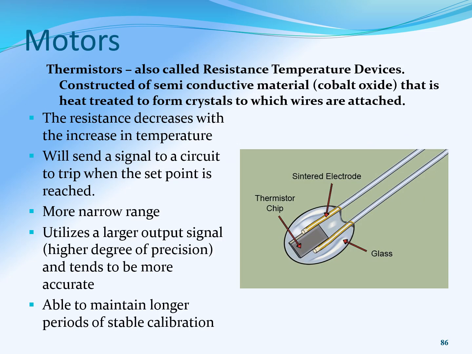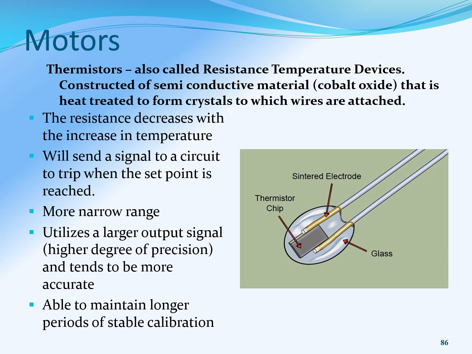Another type of thermal cutout switch or thermal overload relay would be a thermistor. These are typically constructed of something like a cobalt oxide, which is a conductive or semiconductive material. But then it has this inverse relationship: as temperature increases, the resistance will decrease. And then that'll send a signal to a circuit to trip when it reaches that set point.